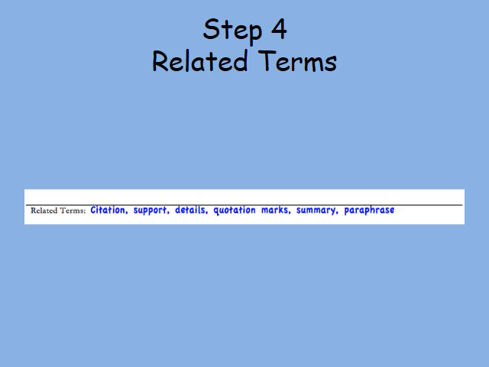Under your description, you have some related terms that you need to put. The first one is citation, and you will probably remember this from your paper that you did on your chosen career with your English teachers last year. And citation comes in the body of the text, and it also comes at the end of the paper in a bibliography or a works cited page.